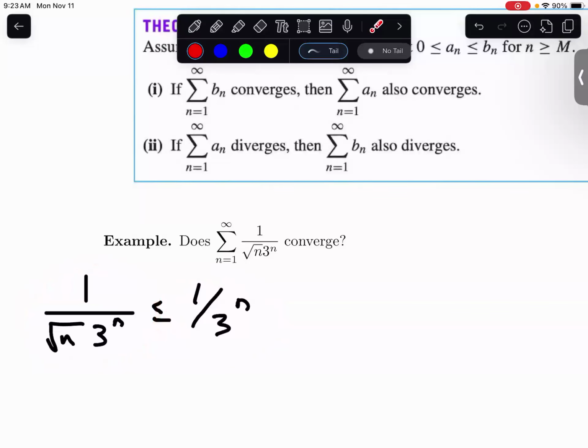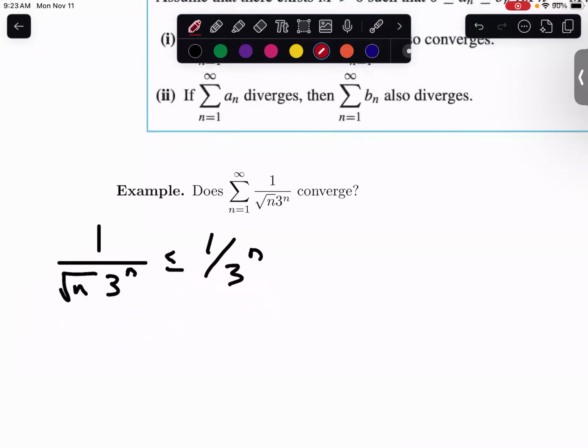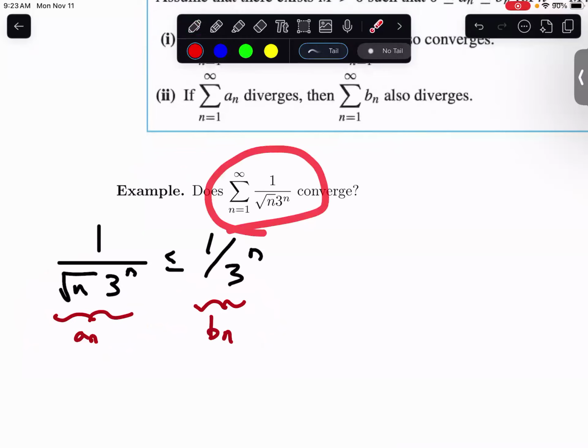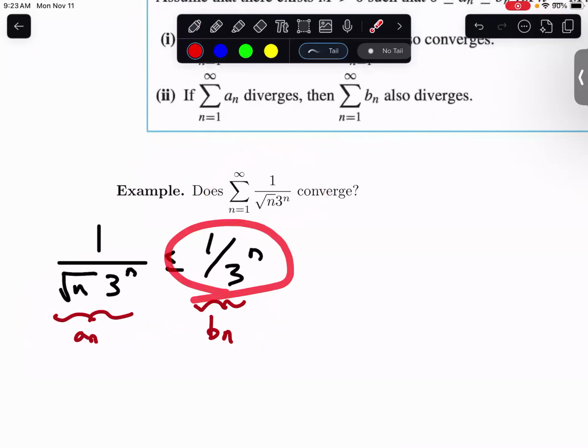When n is equal to 1, they're going to be the same. But when n is equal to 4 or something, you have 1 over 2 times 3 to the 4th power instead of just having 1 over 3 to the 4th power. Okay, and so this is going to be the comparison that we have. So this is going to be our a sub n. This is our b sub n. And now to determine the convergence of this series, we just need to determine that this series converges. And we already know this converges. This is just a geometric series where r is equal to 1 over 3.